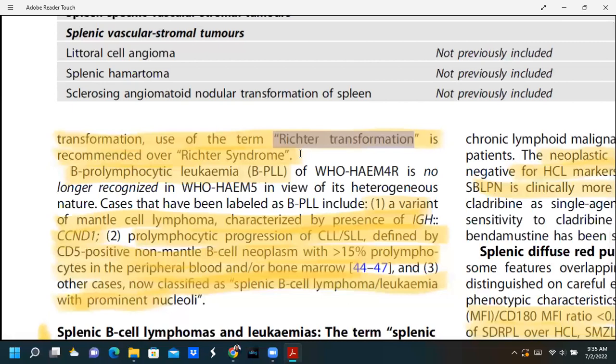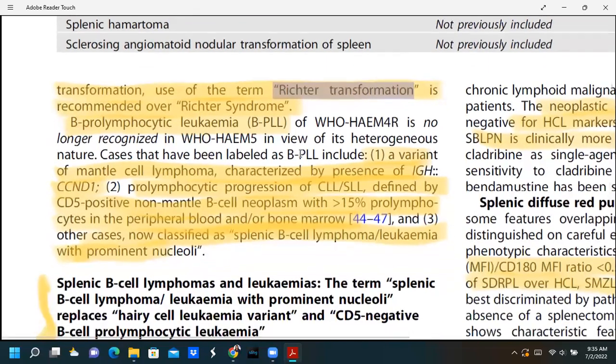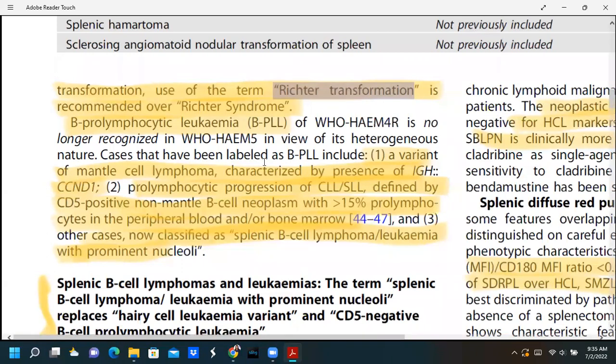BPLL, important thing. So the BPLL, they mentioned one thing which I am still having confusion with. They said that the cases that have been labeled as BPLL include a variant of mantle cell lymphoma categorized by presence of IGH CCND1. That we already know. That the BPLL immunophenotype is similar to mantle cell, in that it is CD5 positive and stuff like that, and it has presence of IGH CCND1. Another thing that they said is that BPLL were also labeled when the prolymphocytic progression of CLL was there, defined by more than 15 prolymphocytes in the peripheral blood or bone marrow.